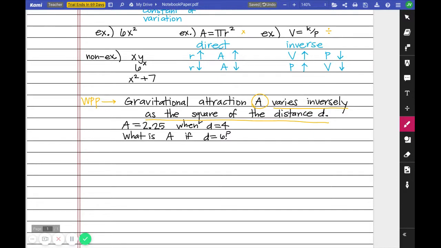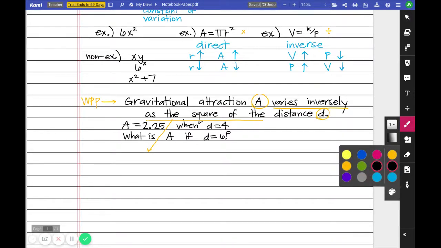As the square of the distance, D. That D, whoops, my bad, I got a little crazy with my eraser. That D is going to be important. Here's what I mean. Let's take those words and start writing some stuff down. A equals. Attraction varies inversely. A equals some relationship over here. A equals K. We always are going to include a K, but since it's inverse, we are going to divide by the variable D, but not just D, as the square.